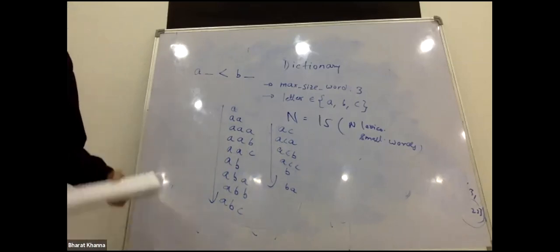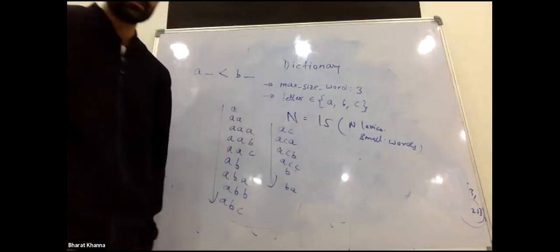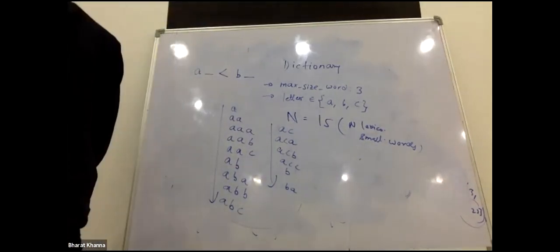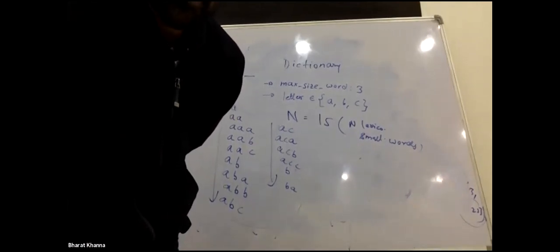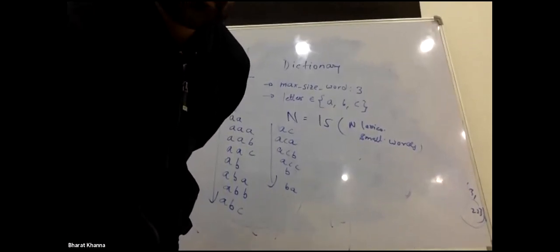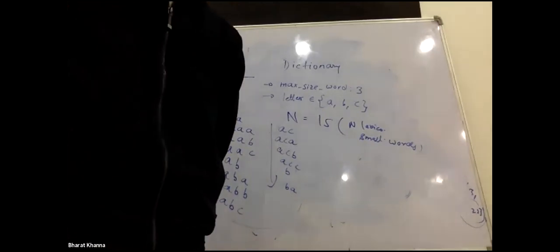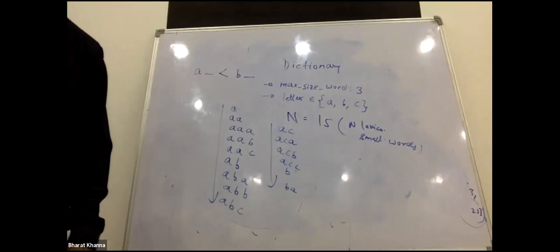Okay, cool. Now the question says that given n, print the first n words of this dictionary. Anyone who would like to take a shot at this and tell me how to proceed? If you know the approach, you can say yes, and then I would like to unmute you and hear from you how to go about this.